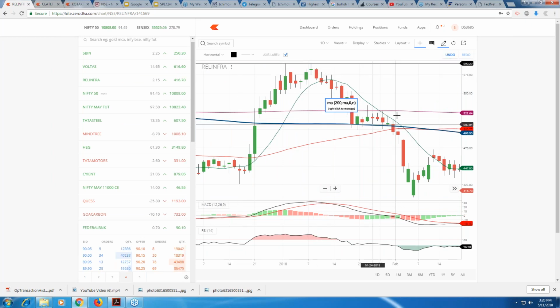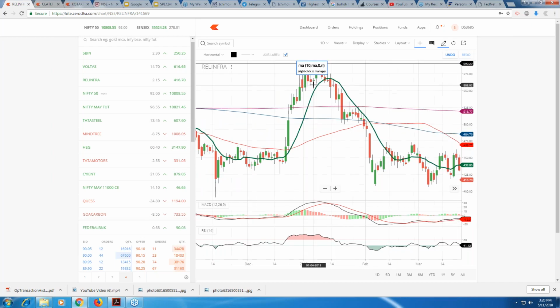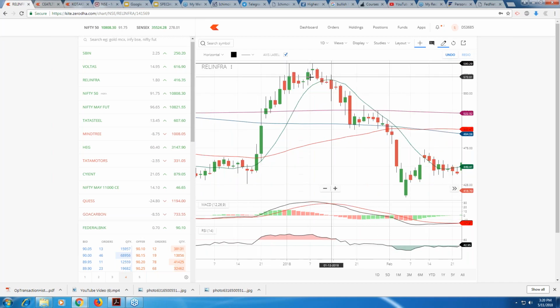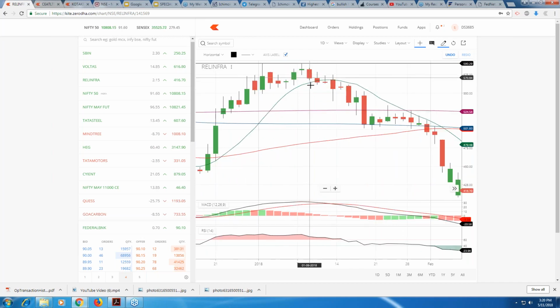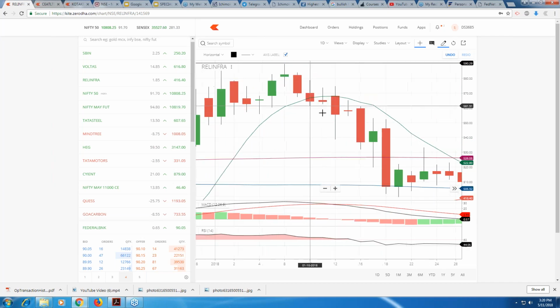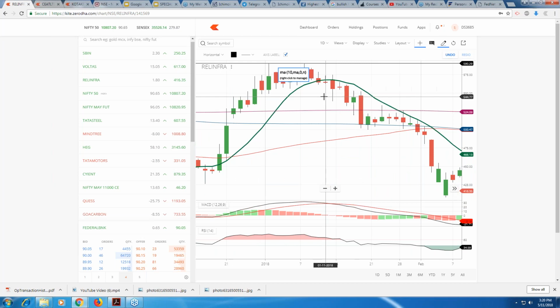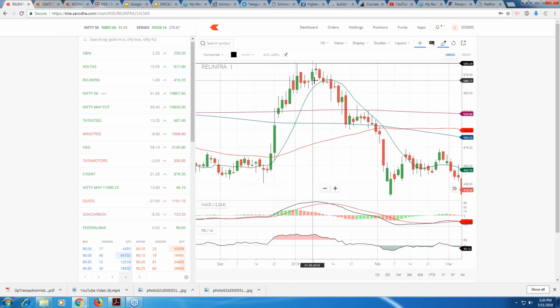One is that it has a tweezer top, plus this is the evening star, right? That means there are three candlestick patterns, and the third, see the price rejection here and price rejection here, and this is my entry point. This candle which formed on 11th of January 2018 is my entry point for an upcoming downfall.